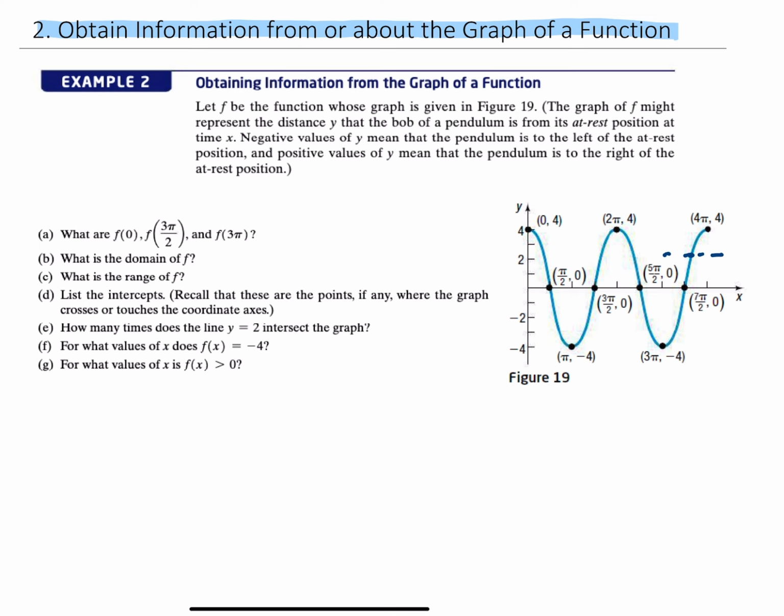They say the graph of f might represent the distance y that the bob of a pendulum is from its at-rest point at the time x. It says negative values of y mean that the pendulum is to the left of the at-rest position, and positive values of y mean that the pendulum is to the right. So just to give some context, imagine we have a pendulum and the at-rest position would be as it's just hanging.